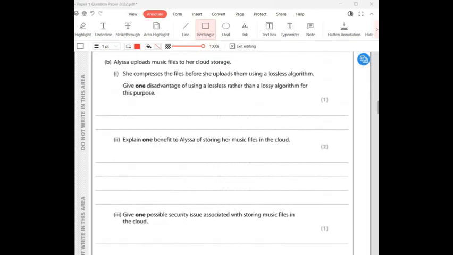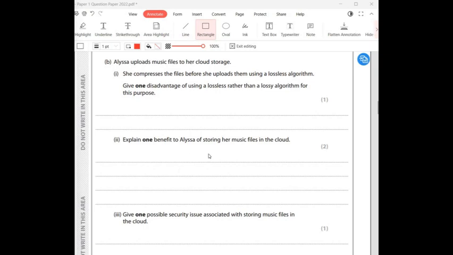Okay, next one. Alyssa uploads music files to her cloud storage. She compresses the files before she uploads them using a lossless algorithm. So you give one advantage of using lossless rather than lossy algorithm for that purpose. So transfer times would be longer. You could also have larger file size, means less compression, takes up more storage space, and uses more of a data allocation. So those are the disadvantages. So I would just say larger file size, or I would just say takes up more storage space. Keep it simple.